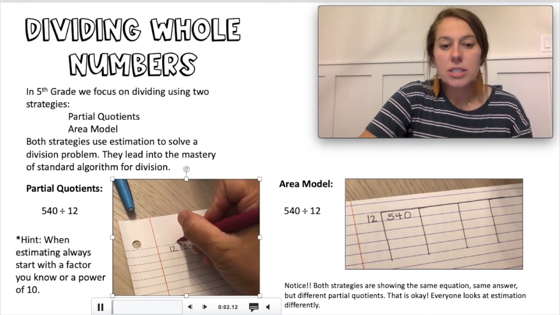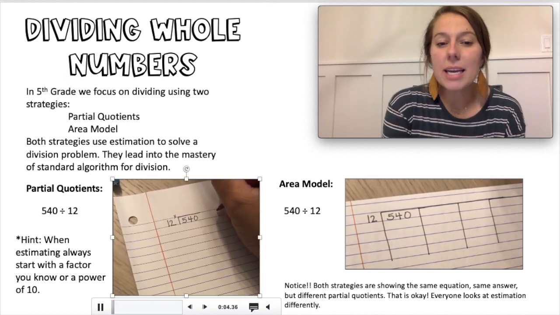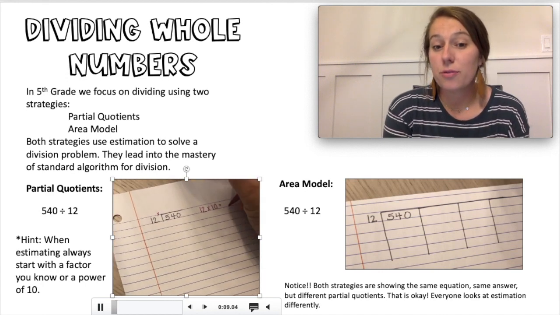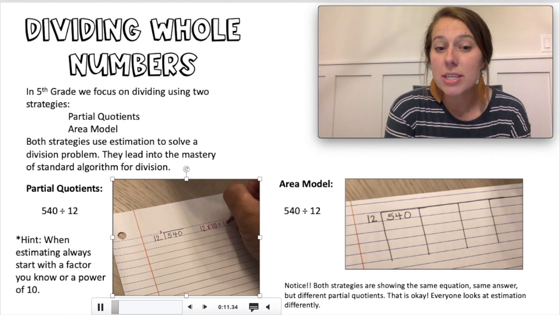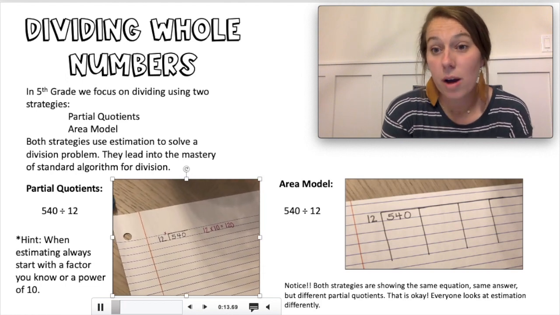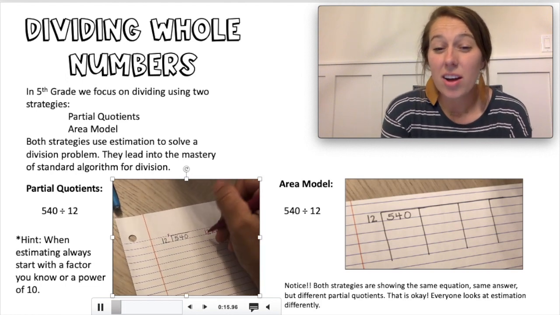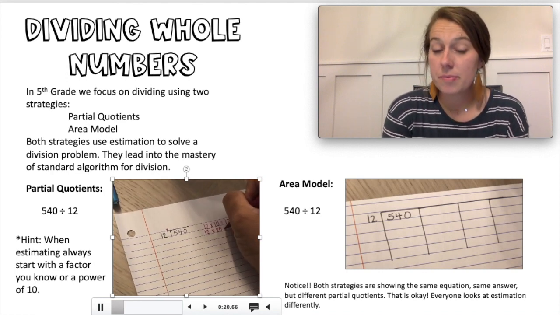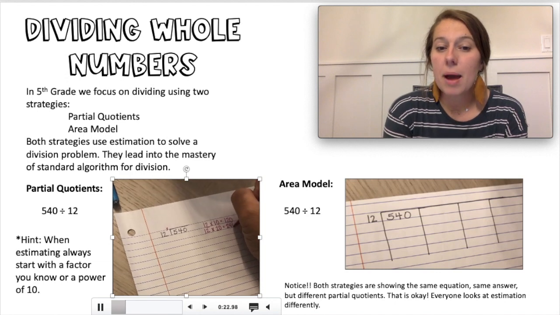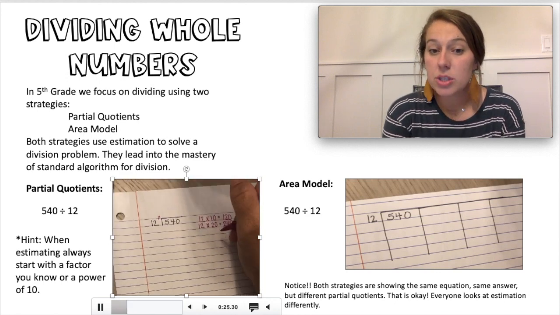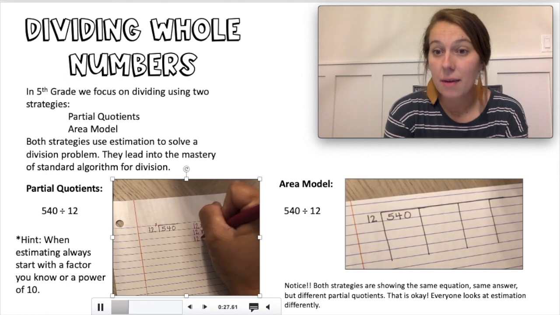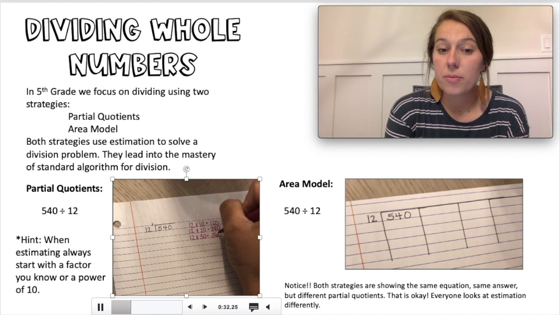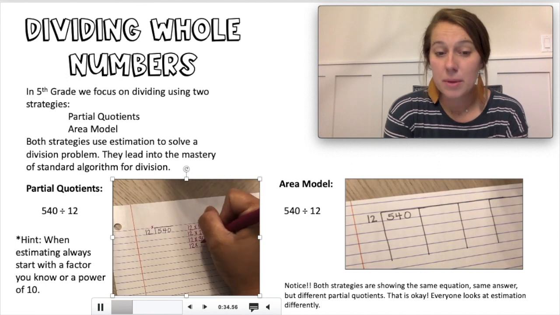So first I'm going to see how many times I think 12 can go into 540. Like I said, I'm going to start with a fact that I know. I know 12 times 10 is 120. I also know it's still kind of far away from 540, so I bet I could get closer. So I'm going to use my basic facts of 12 times 2, 12 times 3, and I'm going to use that to solve those multiples.